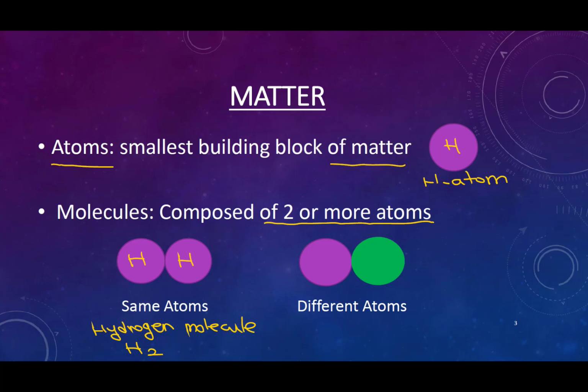Now, in the other example, we have hydrogen, and we could have a different atom, like chlorine. Okay? Now, instead of the same atom, you have different atoms. One is hydrogen, one is chlorine. And that's hydrochloric acid. That's the name of this compound, HCl. And it's a molecule that consists of a hydrogen atom and a chlorine atom.